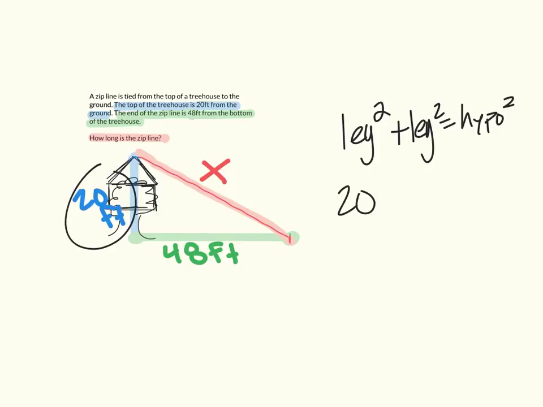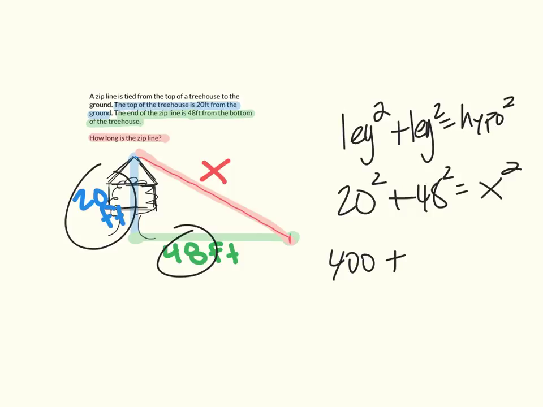I know that 20 is one of my legs, so 20 to the power of 2, plus 48 to the power of 2, since 48 is the other leg, equals my hypotenuse to the power of 2. And now I simplify. 20 times 20 is 400. 48 to the power of 2 is 2,304. And that equals x to the power of 2. Add those together, and I get 2,704 equals x to the power of 2.